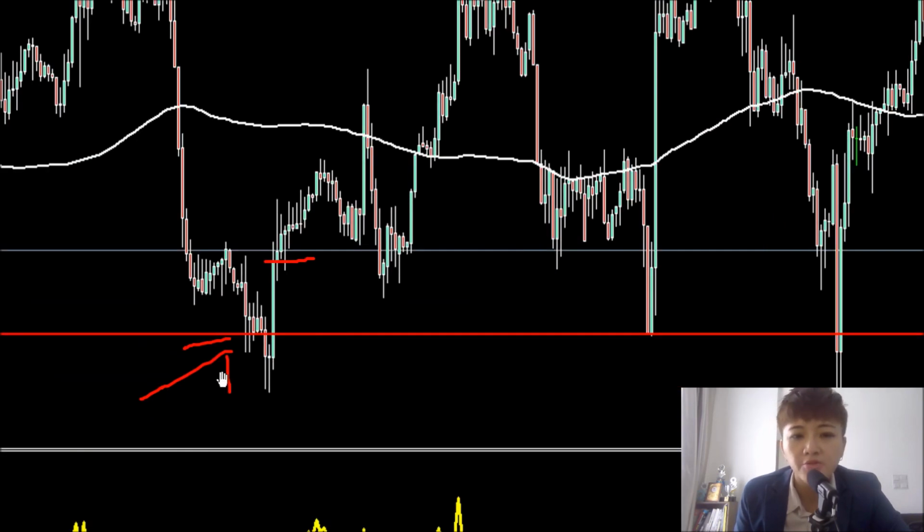Because the thing is, you don't want to enter here. It might be a breakout. It might be a false breakout. The safer way to enter is when the price got out of the range and then comes back inside.